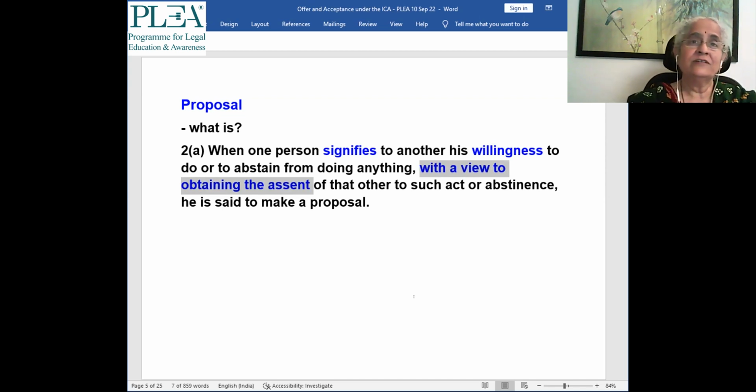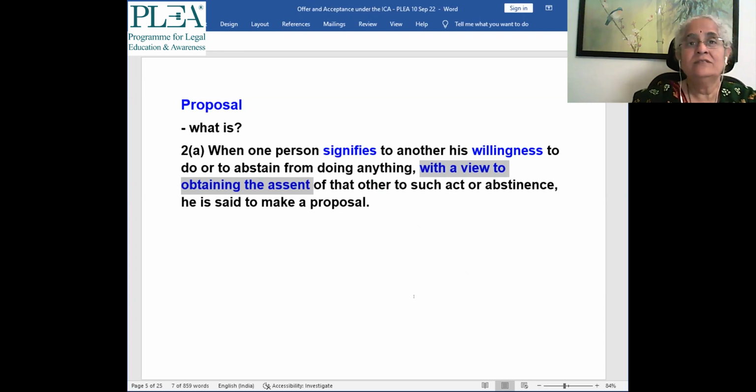Instead of that, if I say, well, see, I want to sell my car and I've been advised that I should ask for 50,000 rupees. What do you say? If this is what I ask you or I write to you, I am not asking your willingness, I am asking your advice. Or I say, look, I want to sell my car for 50,000. If you want, you let me know. Now, this can be a proposal or it can be an invitation to offer.